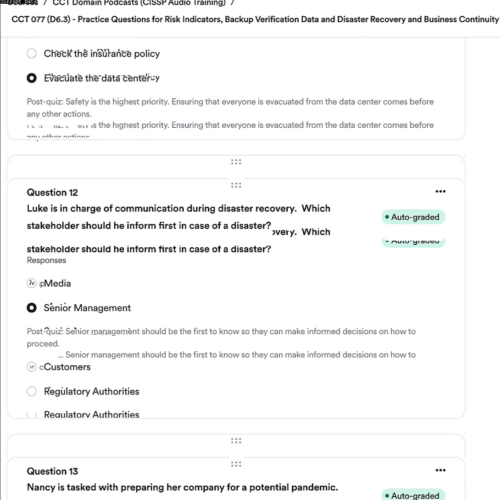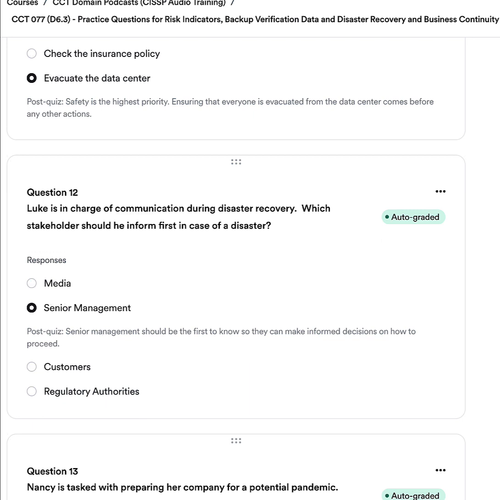Question 12. Luke is in charge of communication during disaster recovery. Which stakeholder should he inform of the disaster? A, the media. They're not a stakeholder. B, the senior management. C, a customer. Or D, regulatory authorities. Okay, so each of those can be informed, but it depends upon when, right?